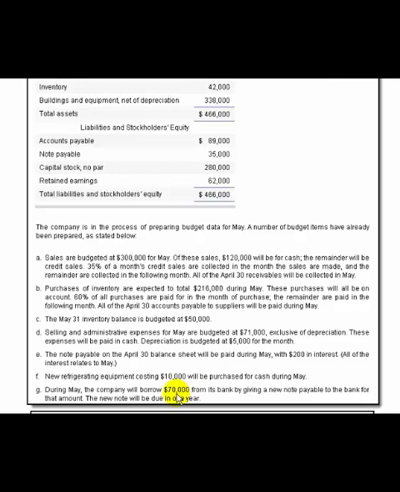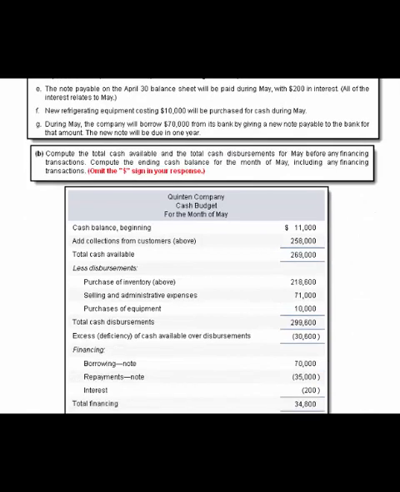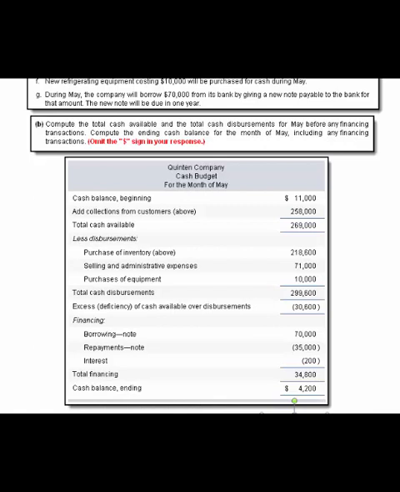They tell us $70,000 will be borrowed at the end. They tell us the interest relating to May is $200. New refrigeration equipment is $10,000. So pretty much they're guiding us through how to solve Part B. And as I slide down here, you get a chance to see Part B again. Okay? So that takes care of Part B.